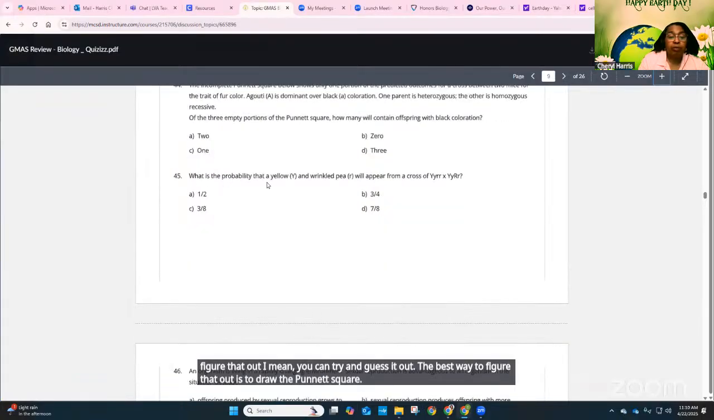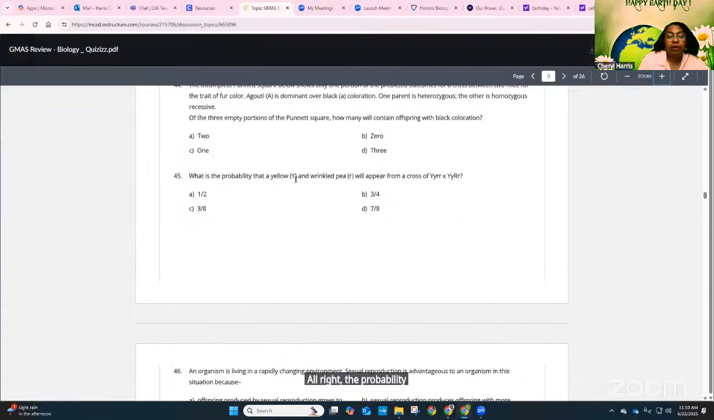All right. The probability that a yellow, wrinkled pea, a yellow pea and a wrinkled pea, yellow is dominant, wrinkled is recessive, will appear in a cross that looks like this. So you've got your two characteristics, one for color and one for texture.